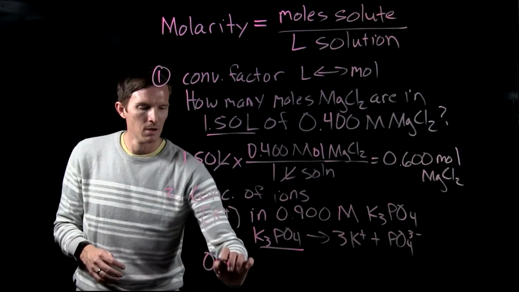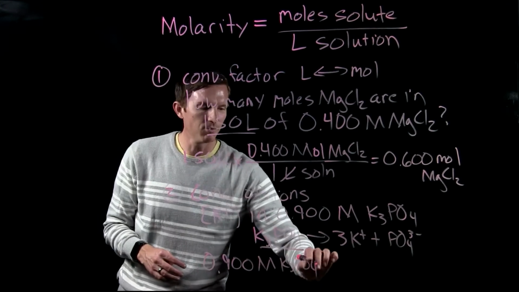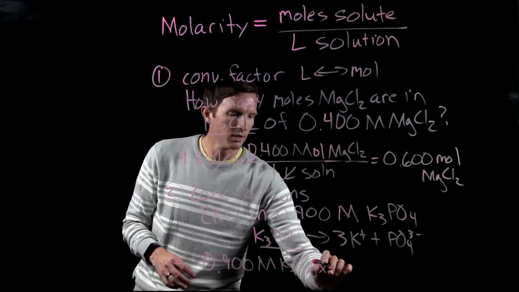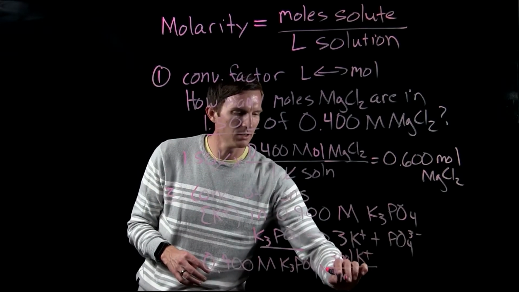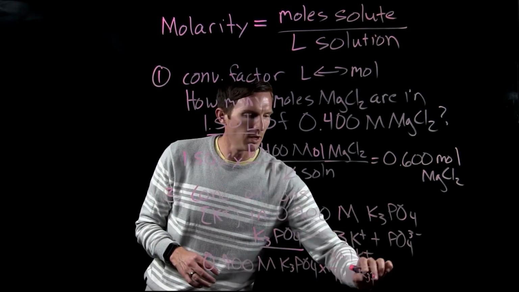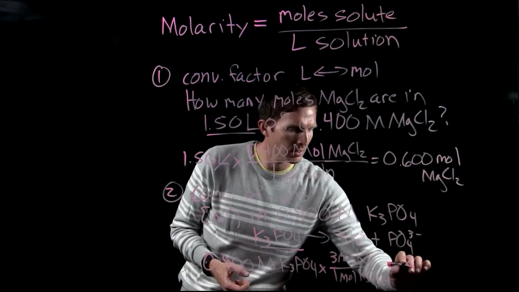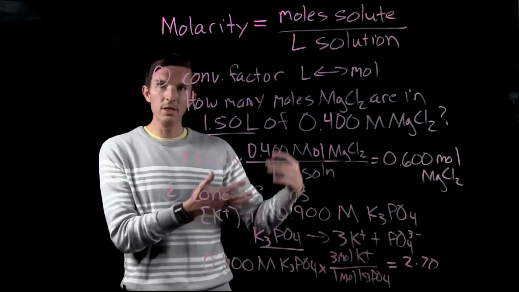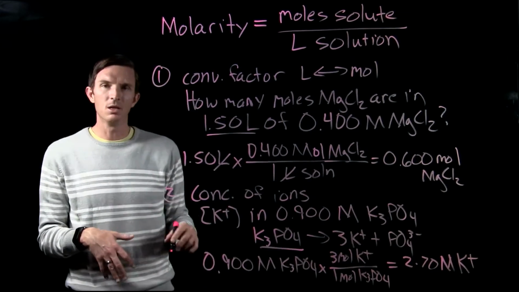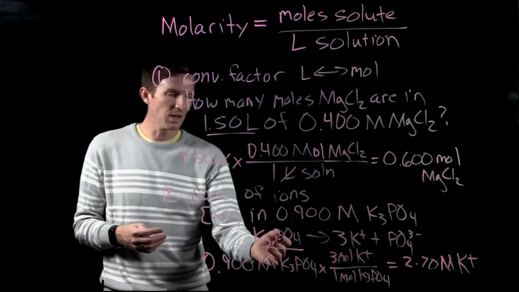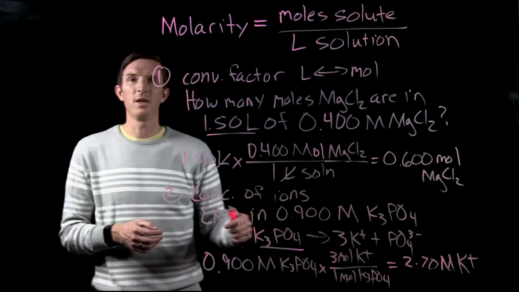Okay, so if we have 0.9 molarity K3PO4, potassium phosphate, we can say we would have 3 moles of potassium for every single mole of potassium phosphate. And so that tells us that we actually have 2.7, 3 times the concentration of our potassium ions than we have for our potassium phosphate. That's because every single potassium phosphate is going to break up to give us 3 potassium ions as it dissociates.